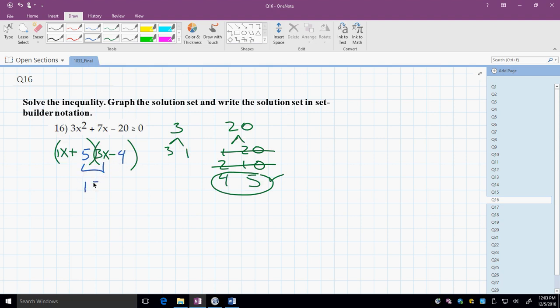Multiply inners. That gives me 15x. Multiply outers. I'm only checking if my factoring is correct. 4 times 1 is 4, negative 4x. If I subtract this, we're going to get 11. So when that doesn't work, what you do is flip these two around. So 5 here and 4 here.